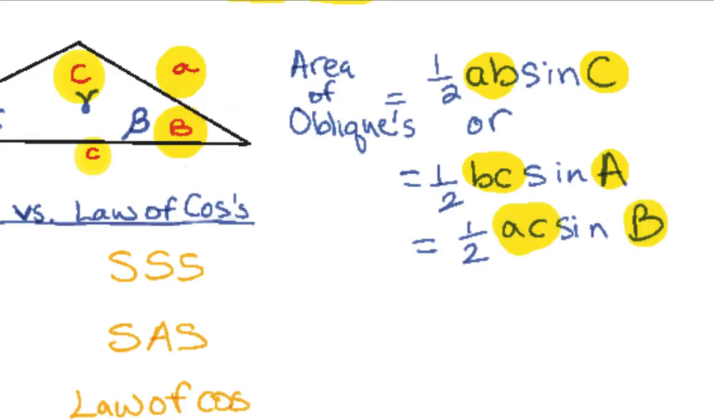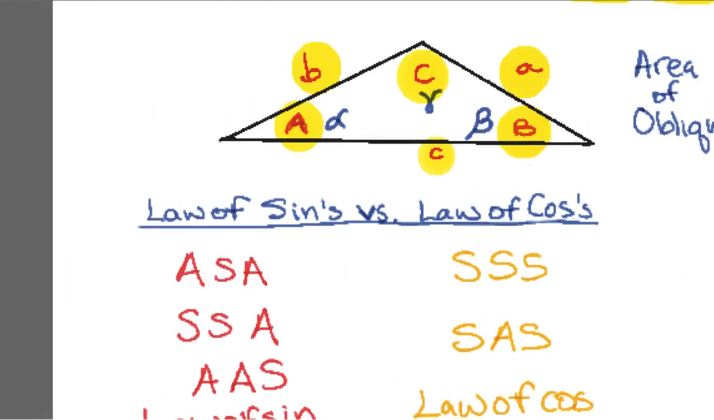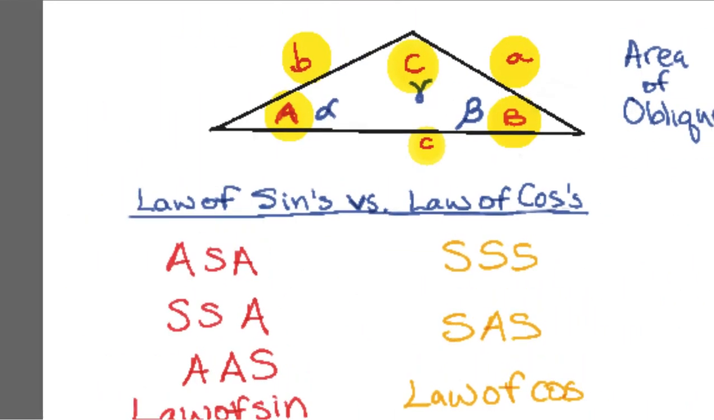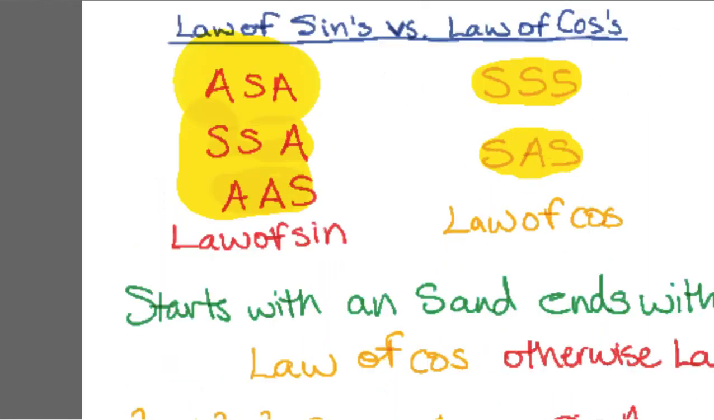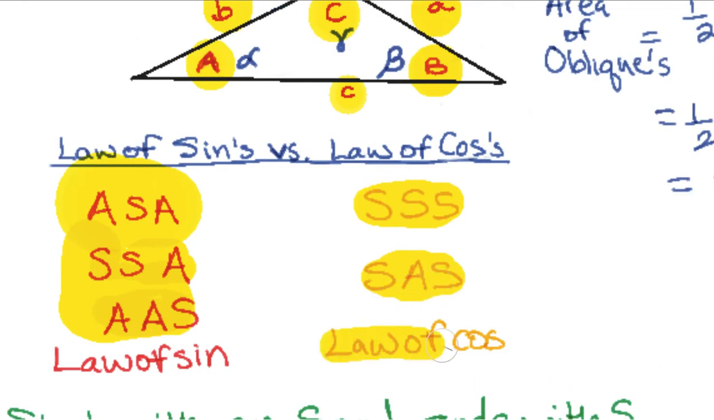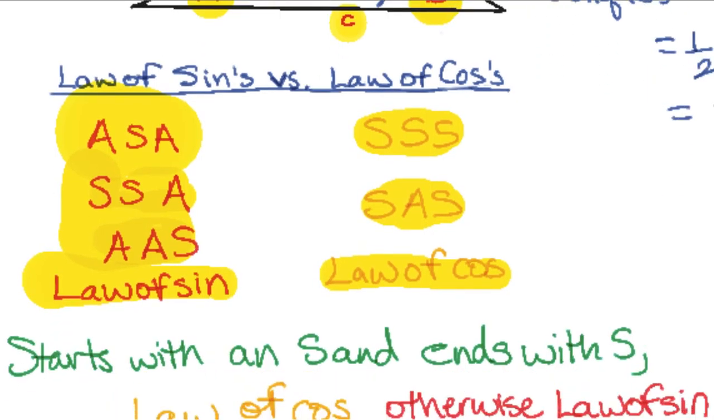All right. Then as far as the law of sines versus cosines go, when do we use them? Well, law of sines is going to be these three: angles, included side angle, side angle, or angle side. And then law of cosines is going to be side angle side or side side side. The way I remember it is I just try to look at the beginning letter and the last letter. If it starts with an S and ends with an S, it's going to be your law of cosines. Otherwise, it's going to be the law of sines. Again, starts with an S, ends with an S, cosines.